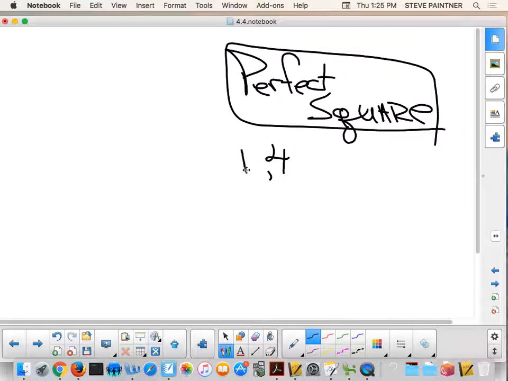1. 1 times 1 is 1. 2 times 2 is 4. Keep going. 9, 16, 25. I think you should write this down too. Don't just say it. Write the list down. You've got to memorize it. Have the list: 1, 4, 9, 16, 25.